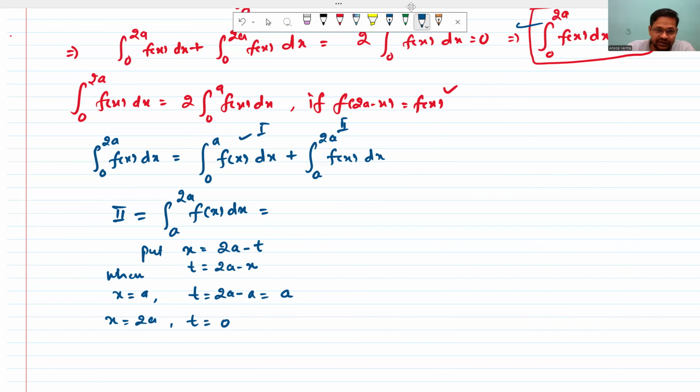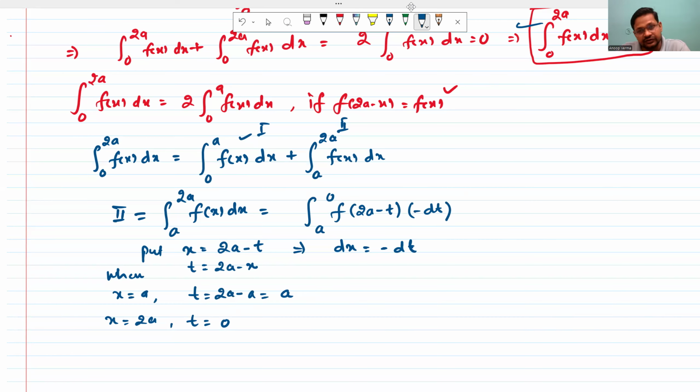And when you take the derivative here, you will have dx is equal to negative dt, because 2a is a constant. So from here you can easily see when x is equal to a, then t is equal to a, so the limits will be a and 0. In the place of x, you can put 2a minus t, and in the place of dx, minus dt. So this is equal to minus the integration from a to 0 of f of 2a minus t dt.